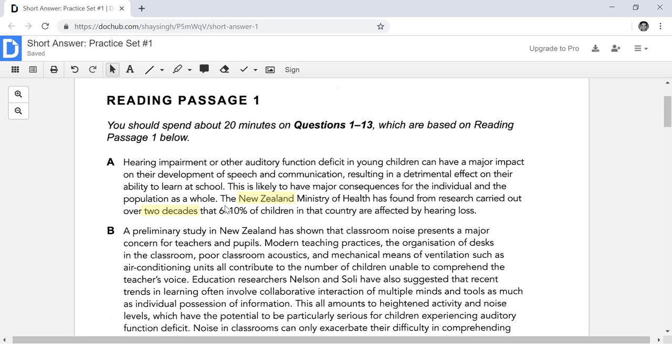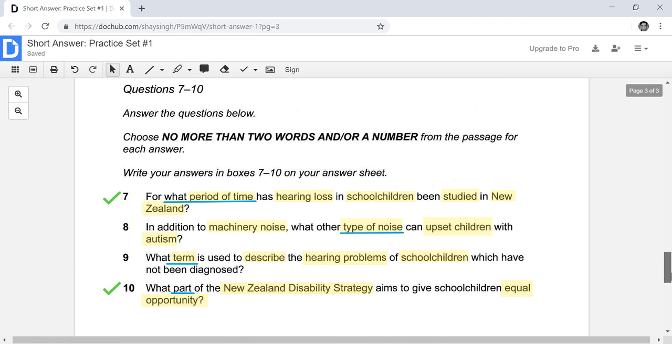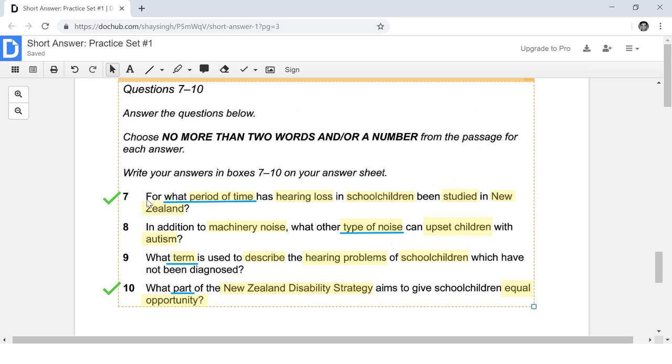So let's read it. The New Zealand Ministry of Health has found from research carried out over 2 decades that 6 to 10% of children in that country are affected by hearing loss. Are affected by hearing loss. Okay, I want to go back down to my question now and make sure that this is in fact the right spot. So let's read our question.